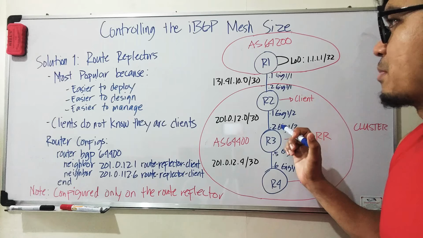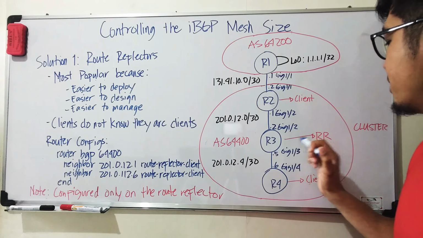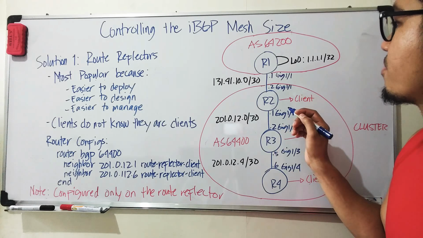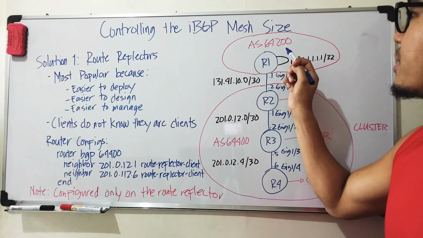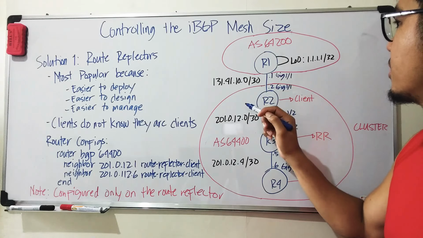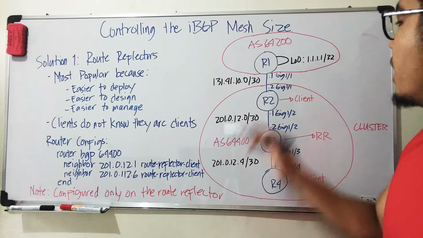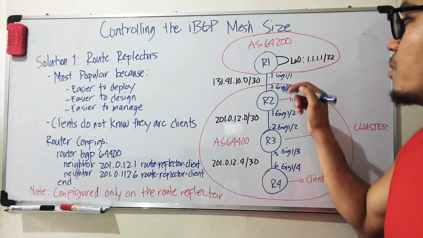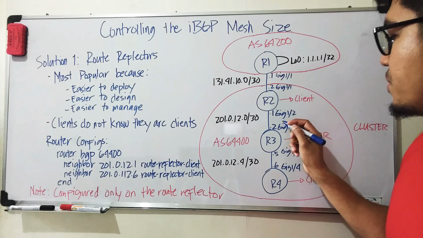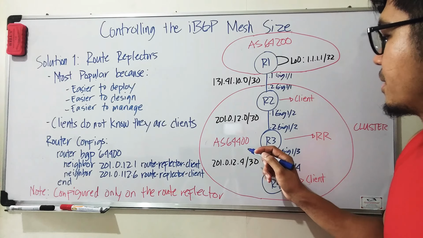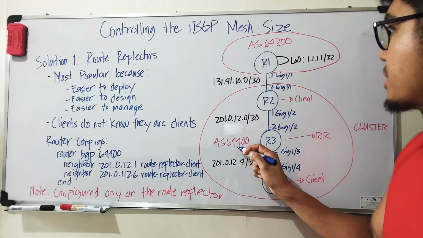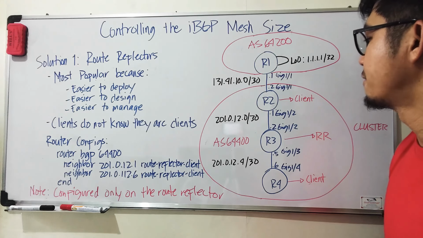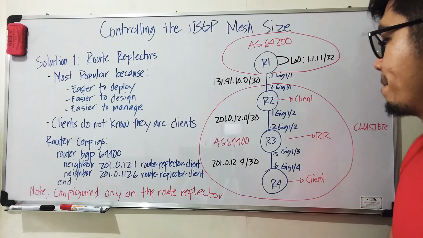So in this case, we're gonna talk about this topology. The route reflector here is R3. RR stands for route reflector. Let me just explain the topology here. We have AS 64200, and R1 is in that AS. It's got a loopback interface and IP address, and it's connected to R2 via eBGP. So their peering is eBGP, and R2, R3, R4 are inside the same AS, AS number 64400, and they have IBGP peerings, and of course each link has its own IP addresses.